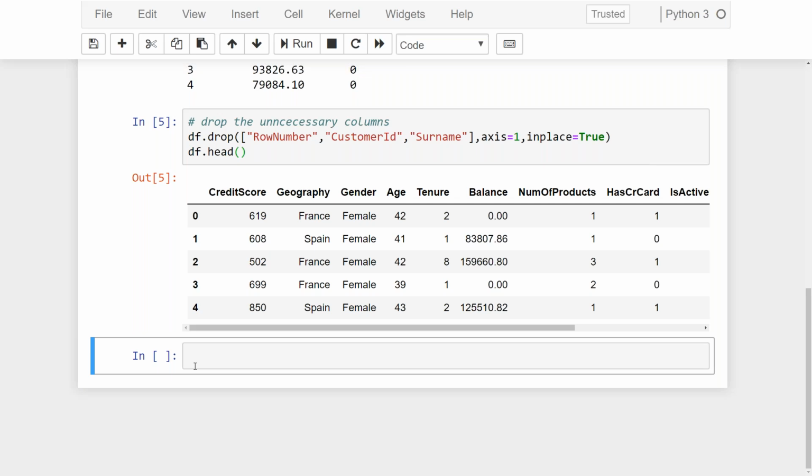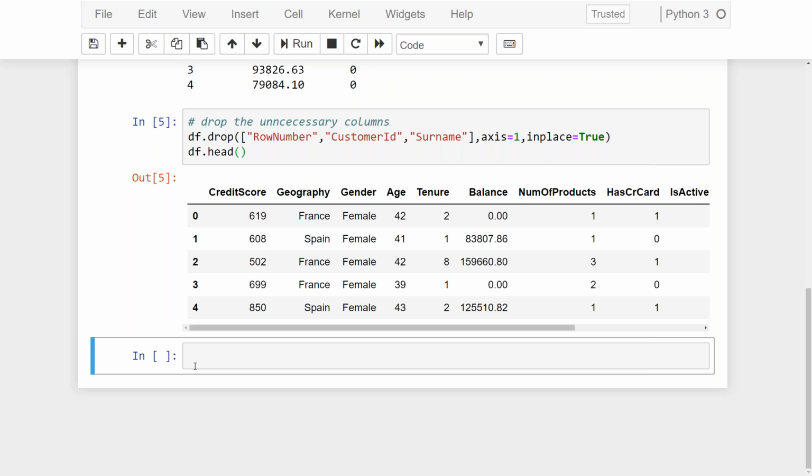Is geography having impact or not? Is gender having impact or not? Is age having impact or not? Is tenure having impact or not? Is balance having impact or not? So you want to identify for all these columns whether they do have an impact on the customers leaving or not leaving, right? Are these important columns? Should we consider them or shouldn't we consider them?